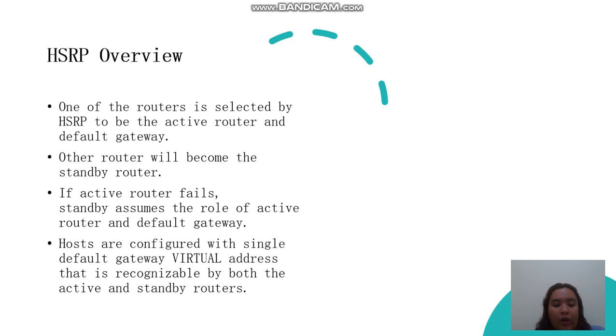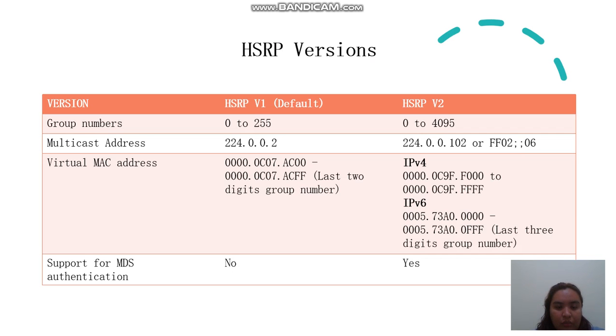The hosts are configured with a single default gateway address. So if something happens, the host will not recognize it, because the virtual router is not distinguishable between the active and standby routers. So these are the HSRP versions. We have group members, multicast address, virtual MAC address, and support for MD5 authentication. So we have version 1 and version 2 for HSRP.